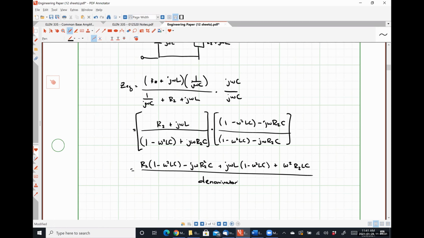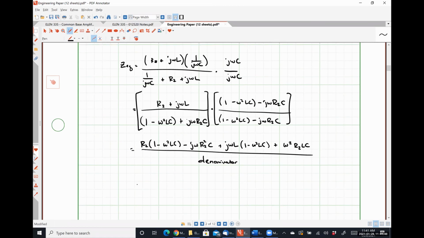That makes sense? Anybody see any algebraic errors or anything like that? So if I want this to behave as a purely real impedance, then I'm going to take the imaginary part and set it equal to 0. So I am saying that omega L times (1 minus omega squared LC) minus omega R squared C is equal to 0. Because if that imaginary part is equal to 0, then the impedance of the overall system is purely real. Does that make sense? All right.